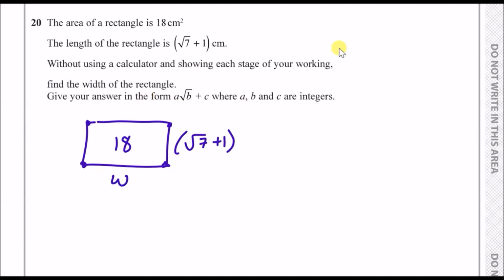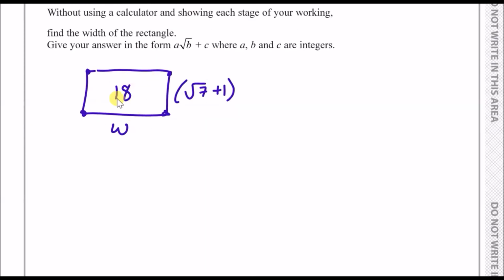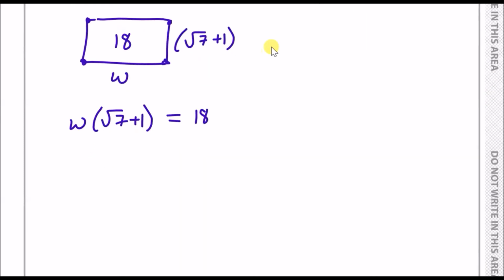Now, to find the width, again, we've got all the information, so all we do is just calculate it. Literally write an expression for the area of a rectangle. Well, the area of a rectangle is just the base times the width, the width times the length. So it's just going to be W times √7 plus 1, and it's going to give you an area of 18. And to find W, just make W the subject. So dividing √7 plus 1 across, you can get W equals 18 over √7 plus 1.